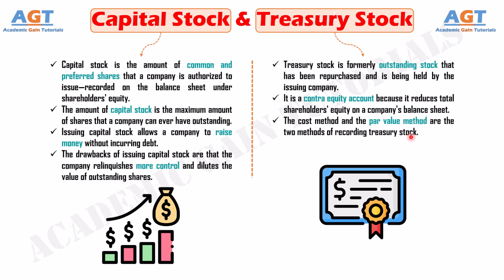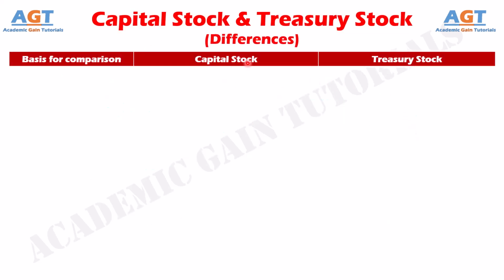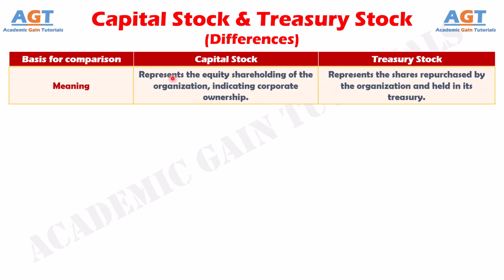So, let's look into the basic differences between capital stock and treasury stock in a tabular form. Difference number 1. Capital stock represents the equity shareholding of the organization, indicating corporate ownership, whereas treasury stock represents the shares repurchased by the organization and held in its treasury.